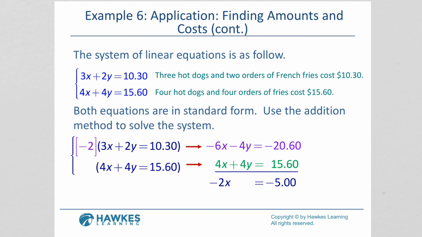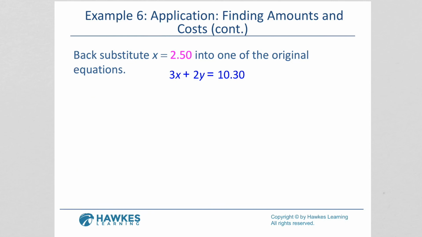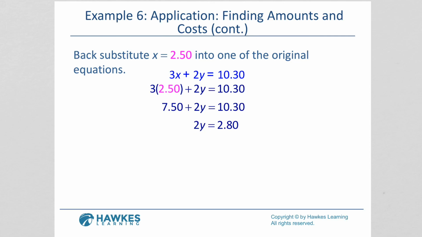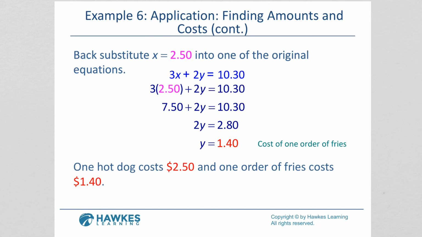Divide both sides by negative 2. X is equal to $2.50. That's the cost of 1 hot dog. I can back substitute x equals 2.50 into 3x plus 2y equals 10.30. And 3 times 2.50 plus 2y equals $10.30. 3 times 2.50 gives me 7.50 plus 2y equals $10.30. I'm going to subtract 7.50 from both sides. It's going to leave me with 2y equals 2.80. Divide by 2. Y is equal to $1.40. The cost of 1 hot dog is $2.50, and 1 order of French fries is $1.40.